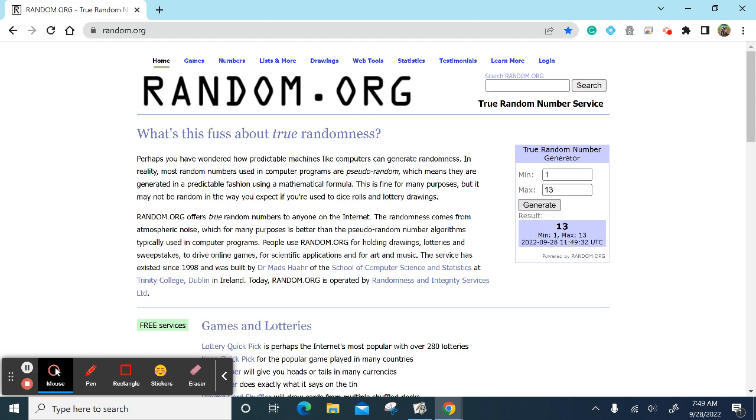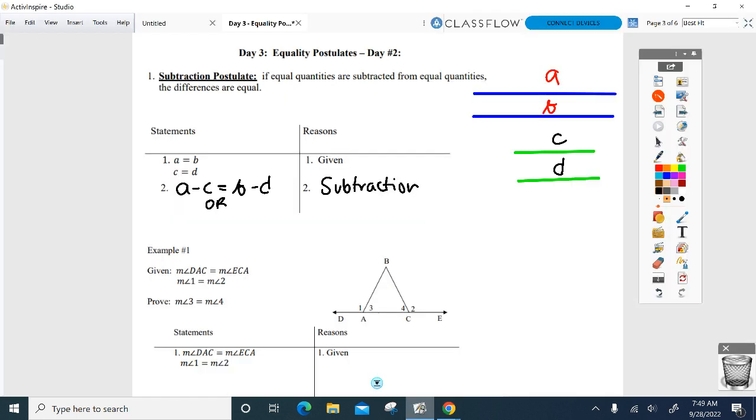Actually, here's one for somebody else. 13. A minus D equals B minus C. A minus D equals B minus C. Good work, everyone. So subtraction, same as addition, except now we're getting smaller.